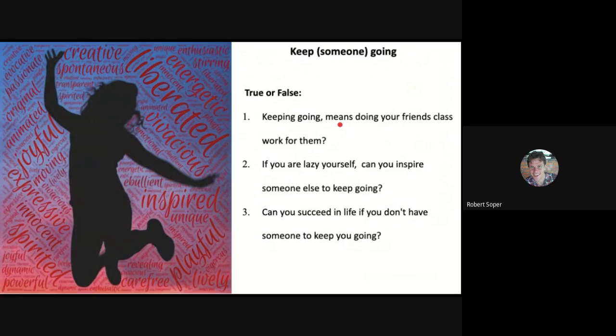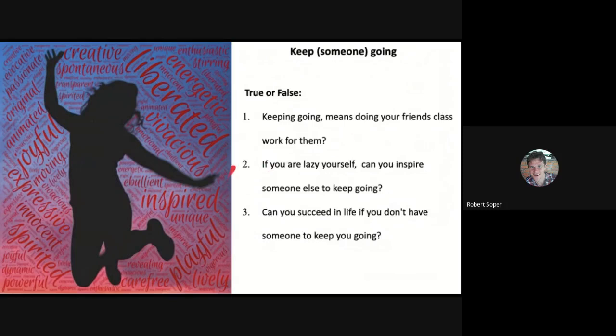Instead, what you're trying to do is encourage them. You're trying to encourage them to keep trying and be stronger. If you're doing someone's classwork for them, you're not encouraging them to be stronger. You're not encouraging them to try. In fact, you're not allowing them to try at all because you're doing their work for them. So this one would be a false.